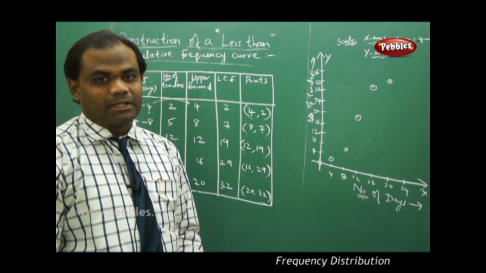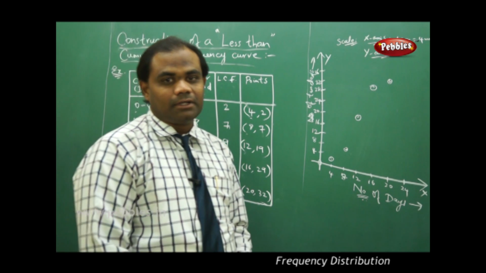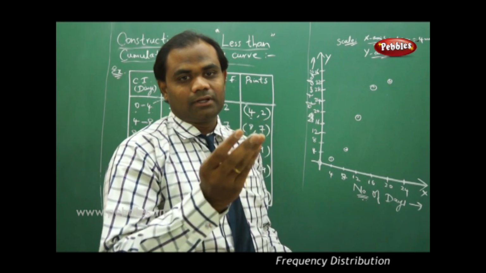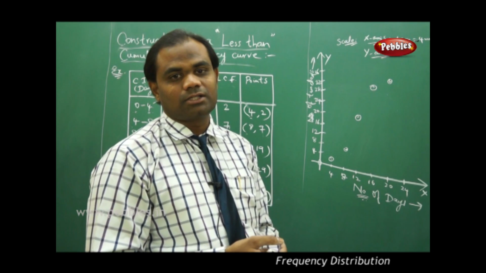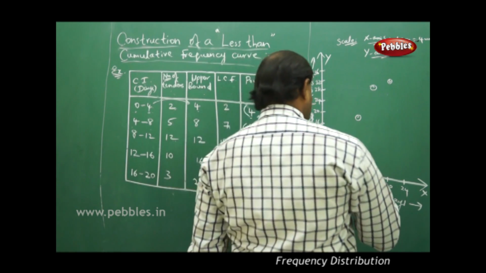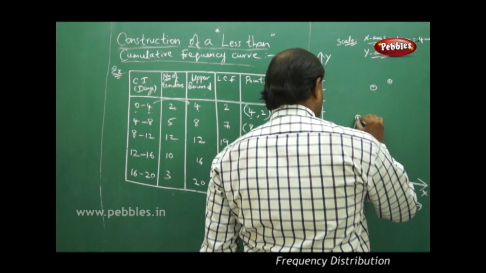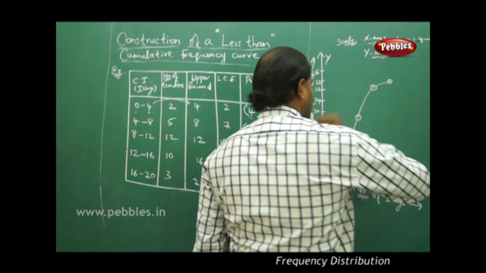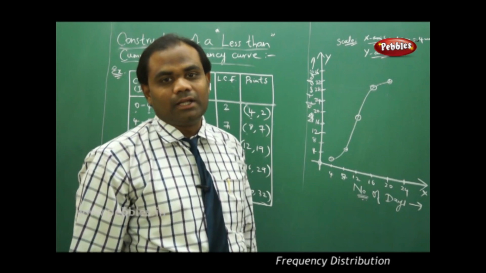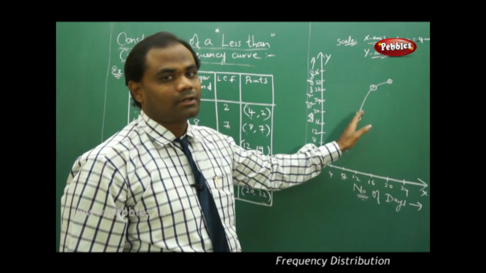To obtain the less than cumulative frequency curve, it is nothing but joining the points from first to last through a continuous smooth curve by freehand. So let's start with this. When I join continuously with a smooth freehand, this is how I obtain the less than cumulative frequency curve.